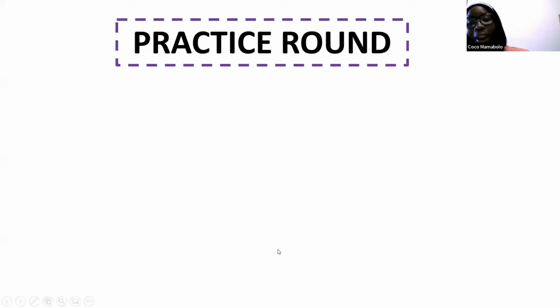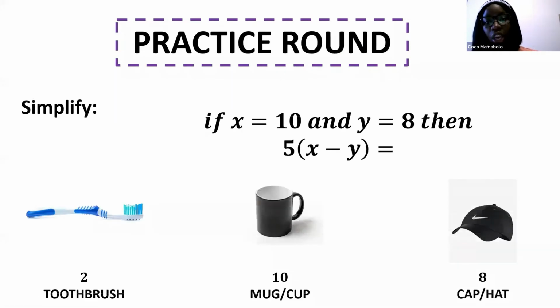All right. Now, this is a practice round. And you'll see just now that if I click like this, a question is going to come up. The instruction of the question says, simplify. If x is equal to 10 and y is equal to 8, then 5 multiplied by x minus y is equal to something. So what you're going to do is you're going to scramble, grab your pen and your paper, and you're going to write down the sum quickly, and you're going to try and solve it. And as soon as you have the answer, you have 3 options. The option is either the answer is 2, or the answer is 10, or the answer is 8.